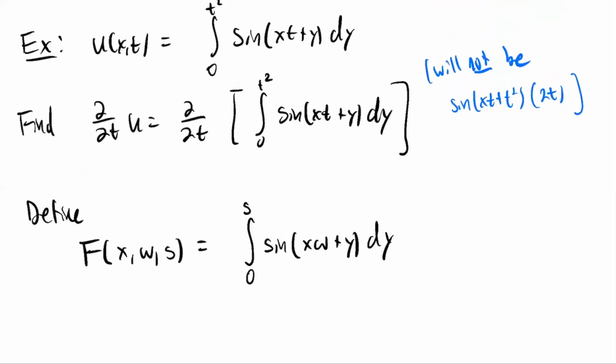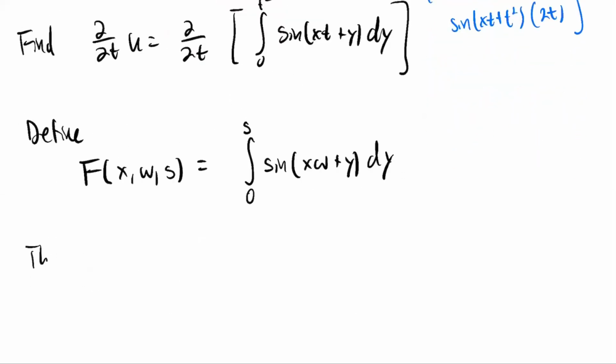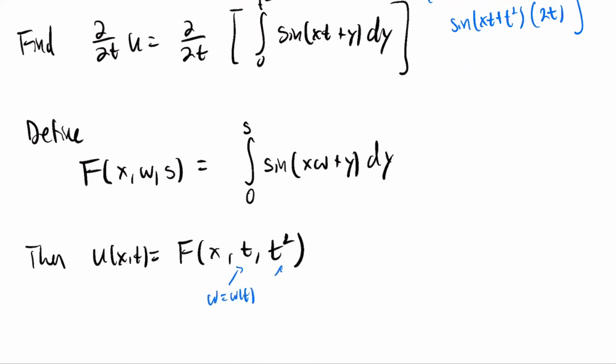Right, and so this is obviously related to our function u, and in particular, our function u of x, t is equal to F, but we're going to replace, remember we replaced w, this was a t, so w should be t, and then we're replacing s by t squared, right? And so I'm going to view w as a function of t, and I'm also going to view s as a function of t, where w of t is t, and s of t is t squared. And using this perspective, I can write my function u in terms of this other function F, right?